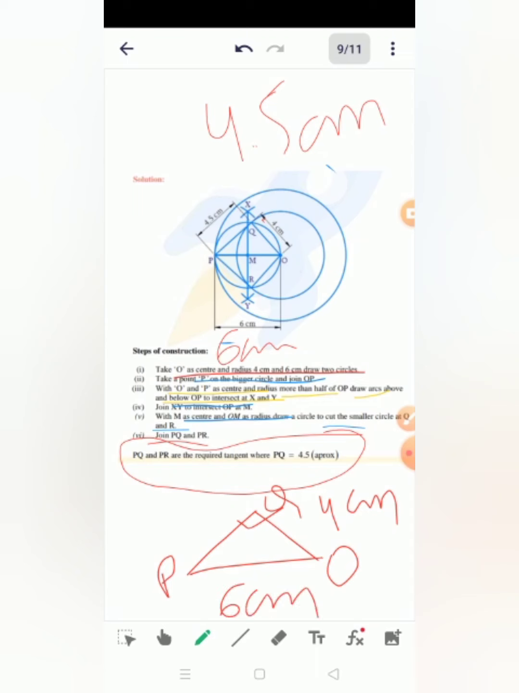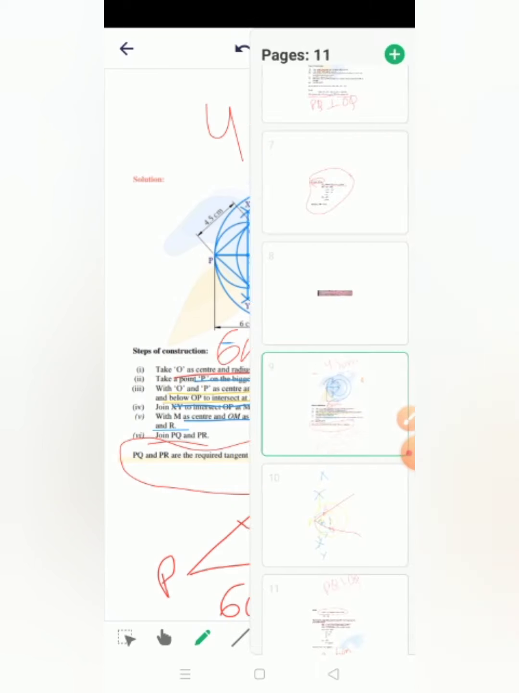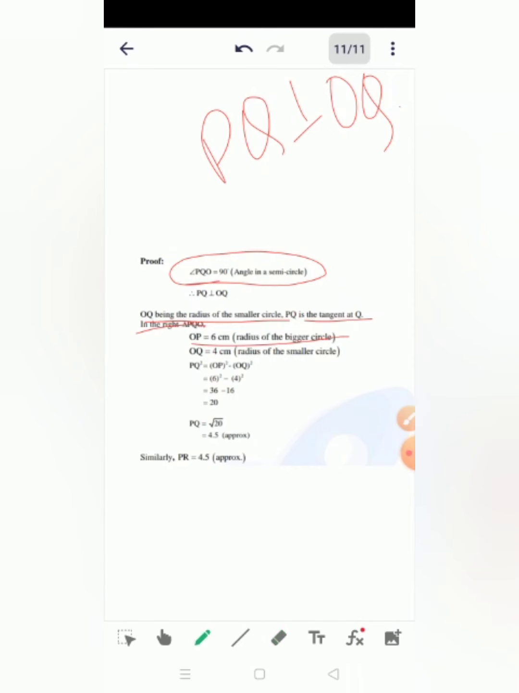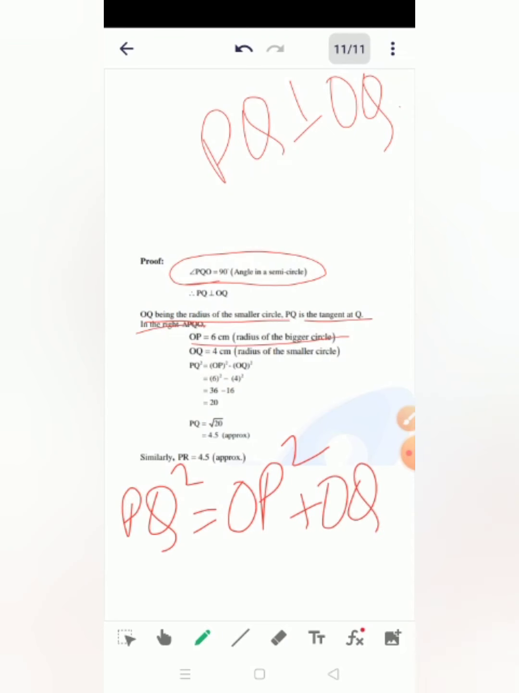You know that in a right triangle, hypotenuse square equals adjacent square plus perpendicular square, right? So from the triangle which I have drawn just now, PQ square will be equal to OP square, minus, because it's not the hypotenuse, right? PQ is the perpendicular side.